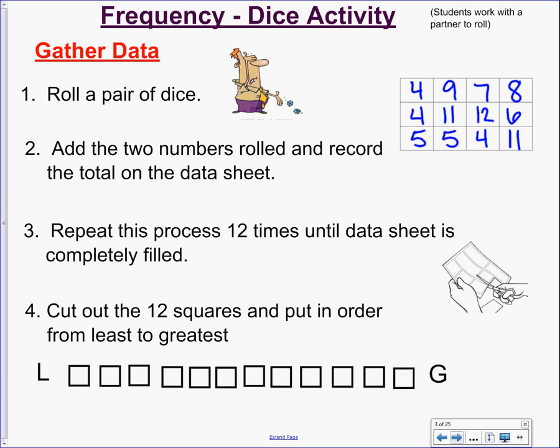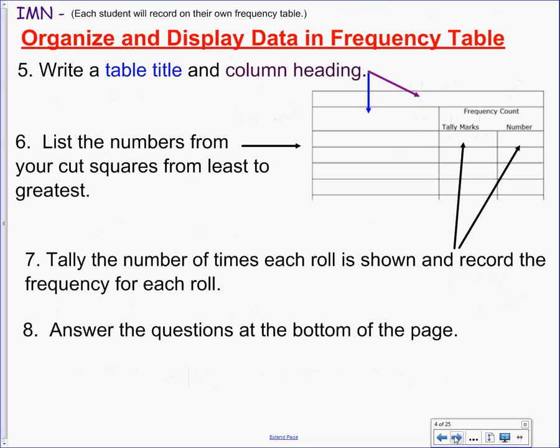Then we had them cut them apart and put them in order from least to greatest. So, for example, mine would have been 4, 4, 4, 5, 5, 6, 7, 8, 9, 11, 11, and 12. Once they had them in order from least to greatest, I handed out a data sheet that had a frequency table in it. We came up with our title together as the frequency dice activity or the rolling dice activity, depending on the class.